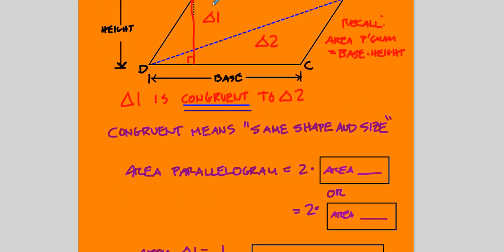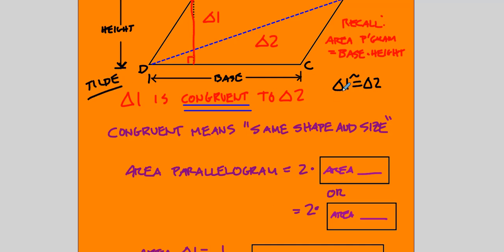So the area of the parallelogram, since these are two congruent triangles, triangle 1 is congruent to triangle 2. We can write that as triangle 1 is congruent to triangle 2. I spelled it out here, but this should be a little squiggle. Let me do that again. The symbol for congruent, which means same shape and size, is like an equal sign with a little squiggle, a tilde, on top of it. We call that a tilde, T-I-L-D-E.